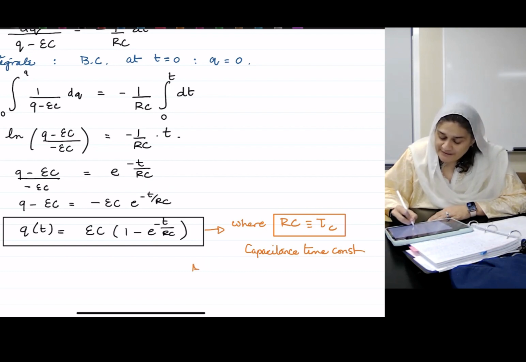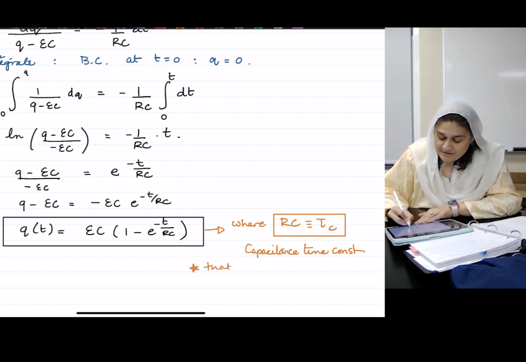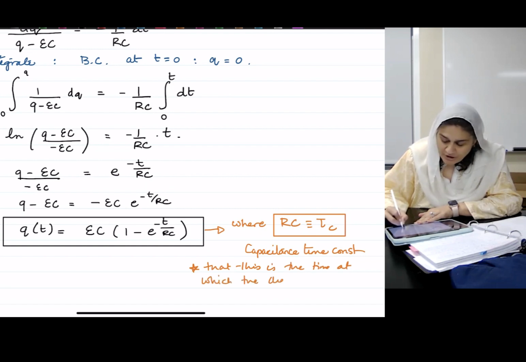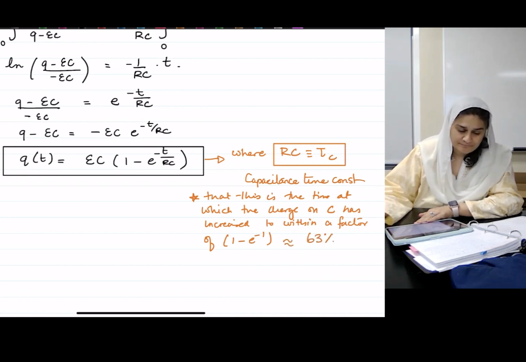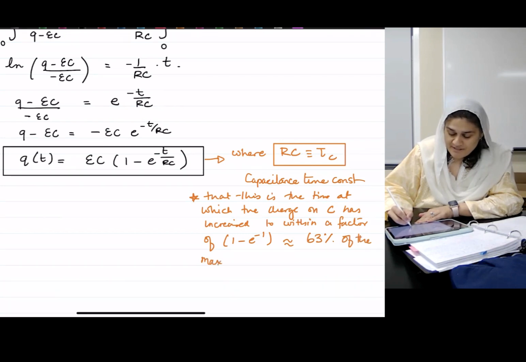And the way we define it is that this is the time at which the charge on the capacitor has increased to within a factor of 1 minus e to the power minus 1, or 63%, of the maximum EC value.